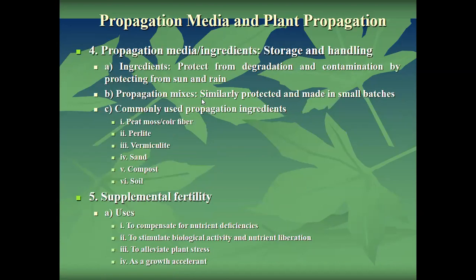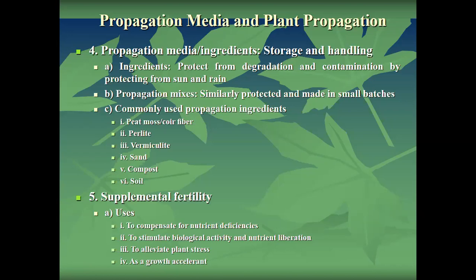Propagation mixes include the peat moss and the perlite. Now, perlite can be used on its own, and I have seen people use it in their hydroponics, mainly for the larger crops like the tomato and the sweet pepper. They use just the perlite alone. Sand could be used as well. The vermiculite could be used on its own as well.